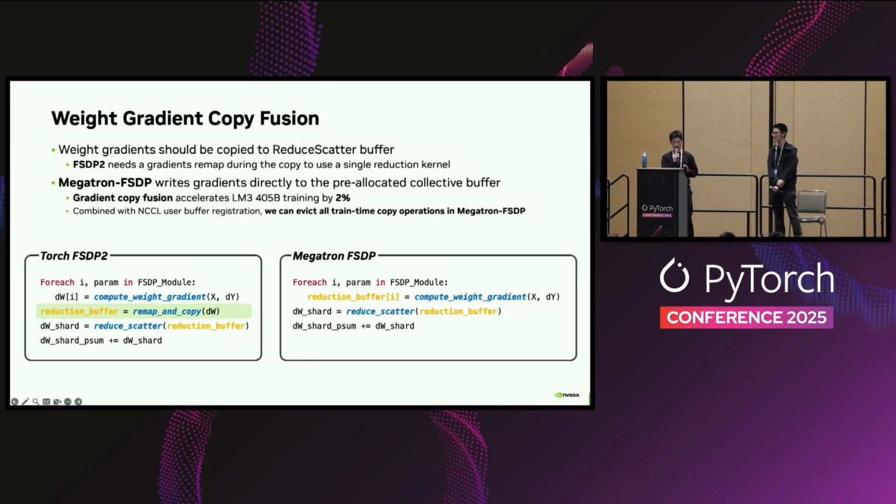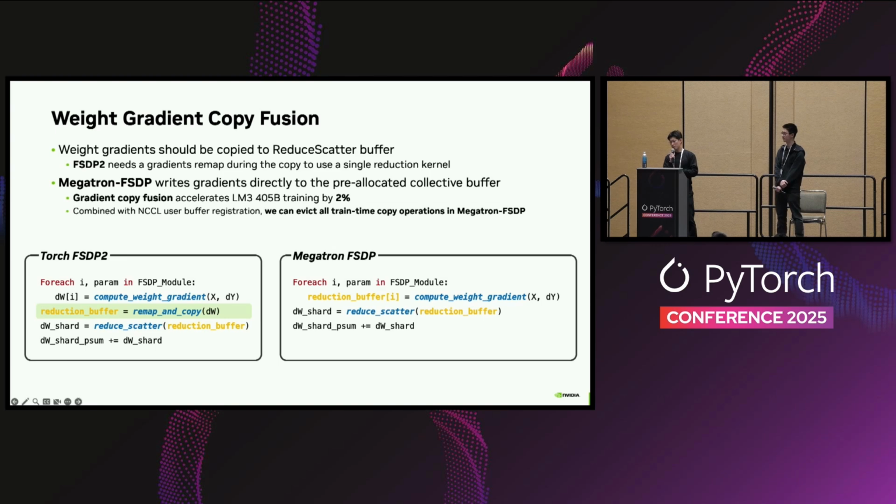OK. So the next problem we look at is the need of copying your gradient after your backprop to the communication buffer. I already mentioned at the beginning of this talk that FSDP2 needs an additional copy of data with permutation, and that causes about 10% overhead. That is shown in the small code snippet at the bottom left. For an FSDP module, like a transformer layer, for each parameter in the module you have to do gradient computation, and then the output gradient is hoarded in a temporary buffer, and finally permuted and copied to the reduction buffer.